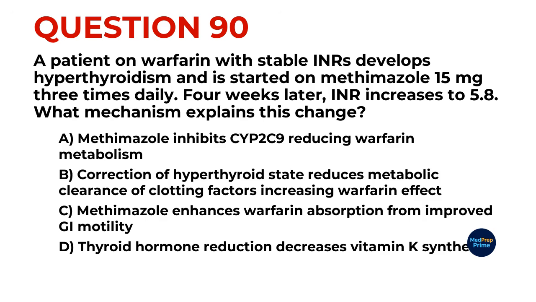Option A. Methimazole inhibits CYP2C9, reducing warfarin metabolism. Option B. Correction of hyperthyroid state reduces metabolic clearance of clotting factors, increasing warfarin effect. Option C. Methimazole enhances warfarin absorption from improved GI motility. Option D. Thyroid hormone reduction decreases vitamin K synthesis.